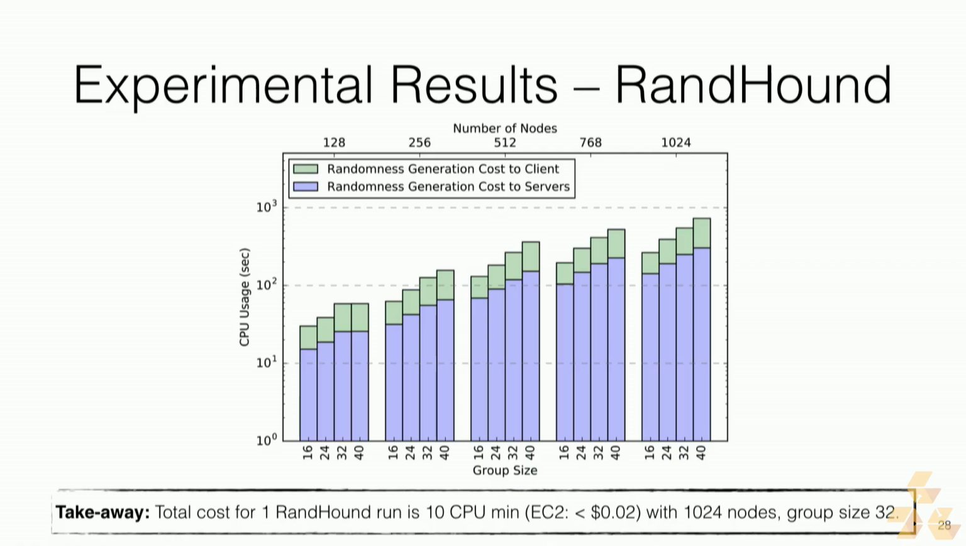This graph, again, has the same x-axis, and the y-axis shows the CPU usage in seconds. Here, again, the takeaway is that one RandHound run amounts to roughly 10 CPU minutes to execute, which is less than 2 cents on Amazon EC2 for 1024 nodes and a group size of 32.